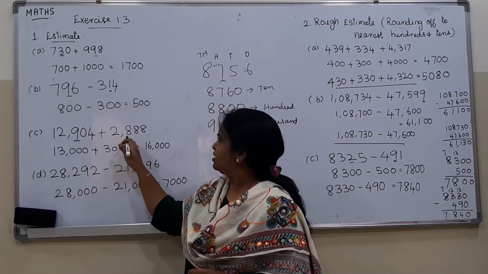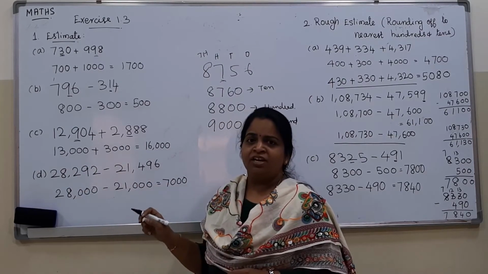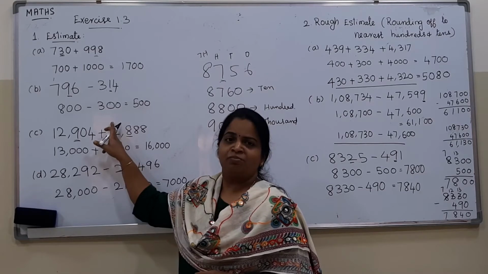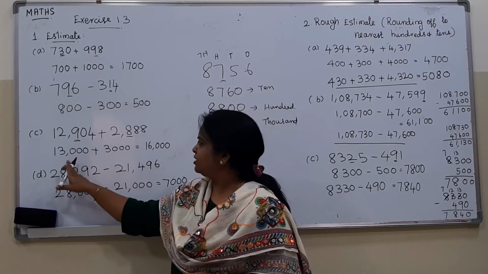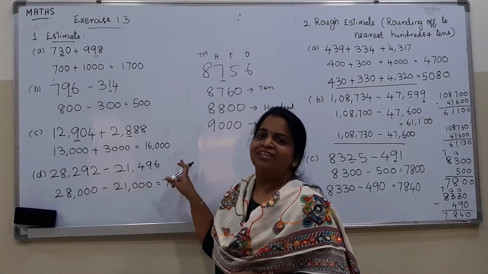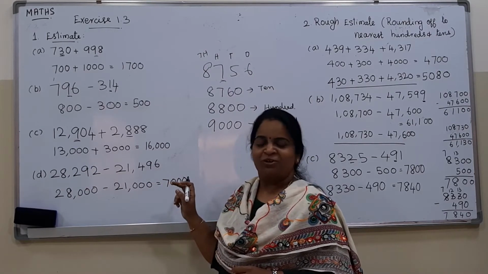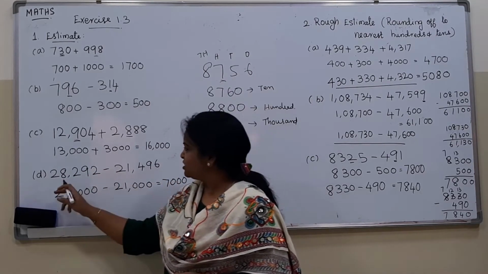13,000. Here check the number, it is 8. You are going to add 1 with this number. So it becomes 3,000. Okay. 13,000 plus 3,000 is 16,000. You got it, children? Okay. Next one.